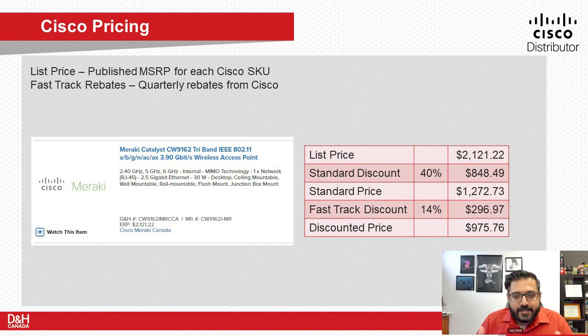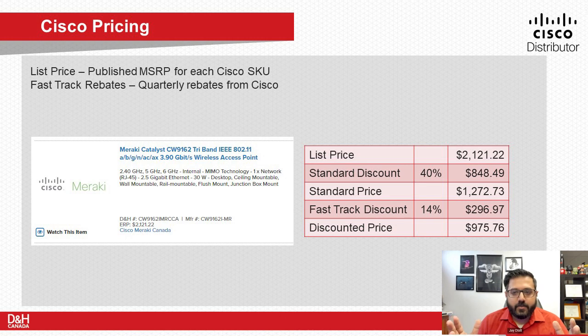So that $296 gets layered on top of the 848 that you're already getting as a discount, making your discounted price 975.76. Once again, I've rounded to the nearest whole numbers to give you an example. There might be a few fluctuations based on distribution margin, but for elaborative purposes, this gets the trick done. Now, the nice part about this is since they're established by Cisco on a quarterly basis, as long as you're a registered partner or above, you qualify for it, and your price is reflected on D&H's website automatically.